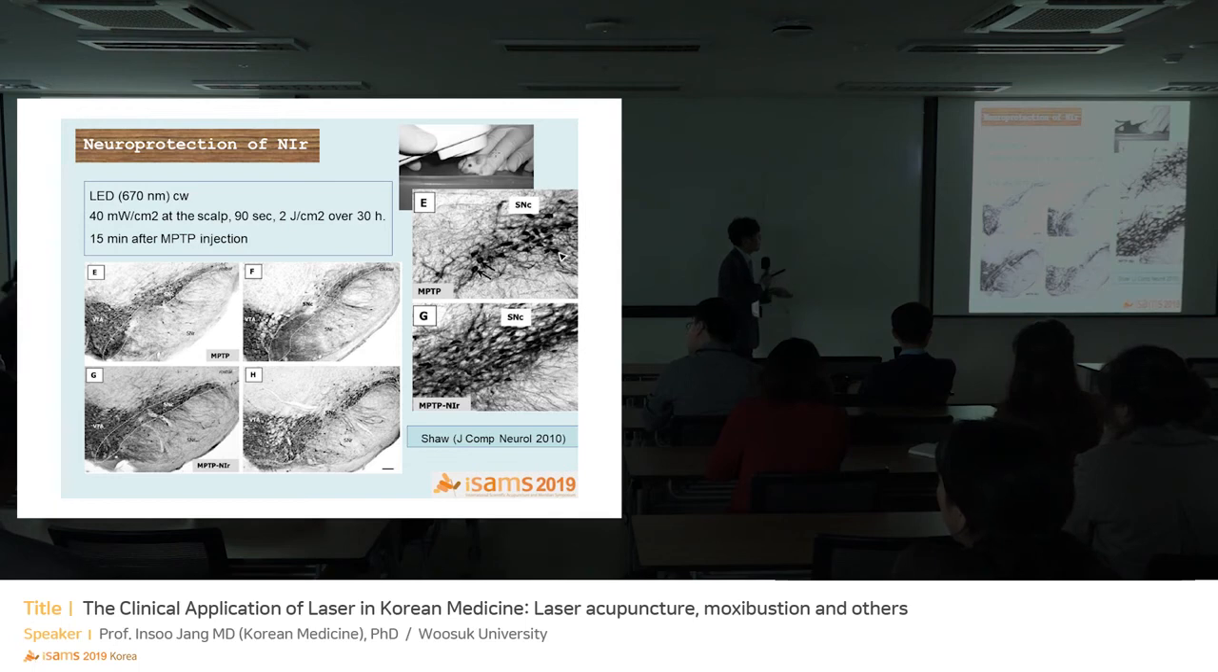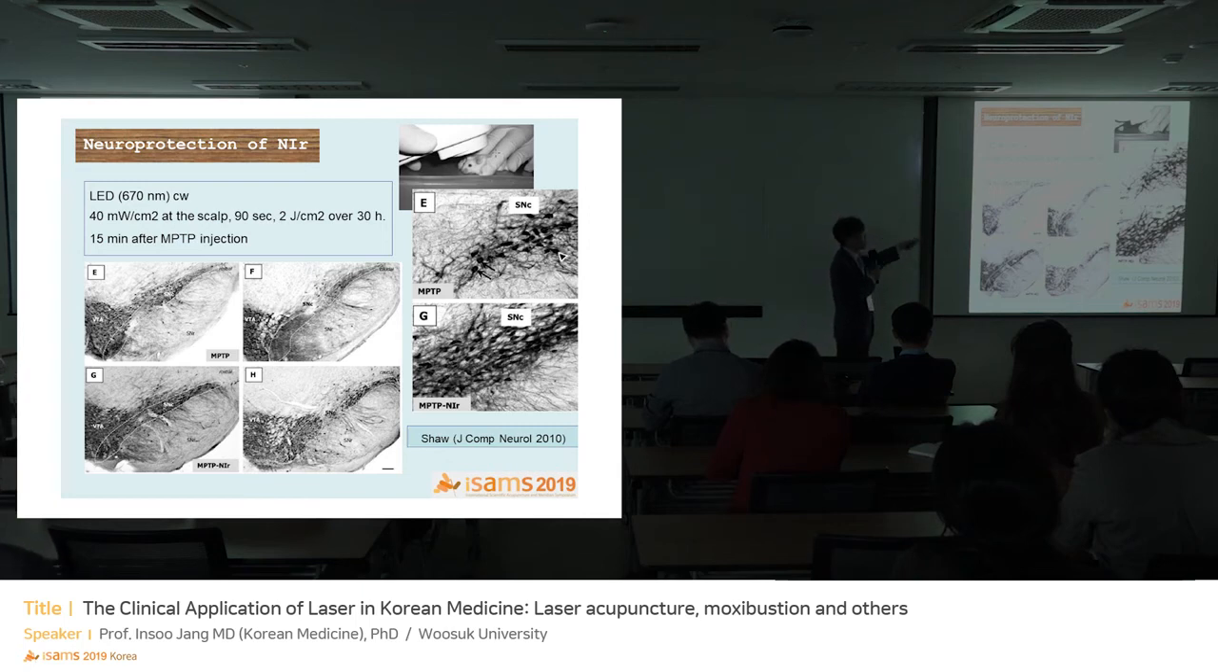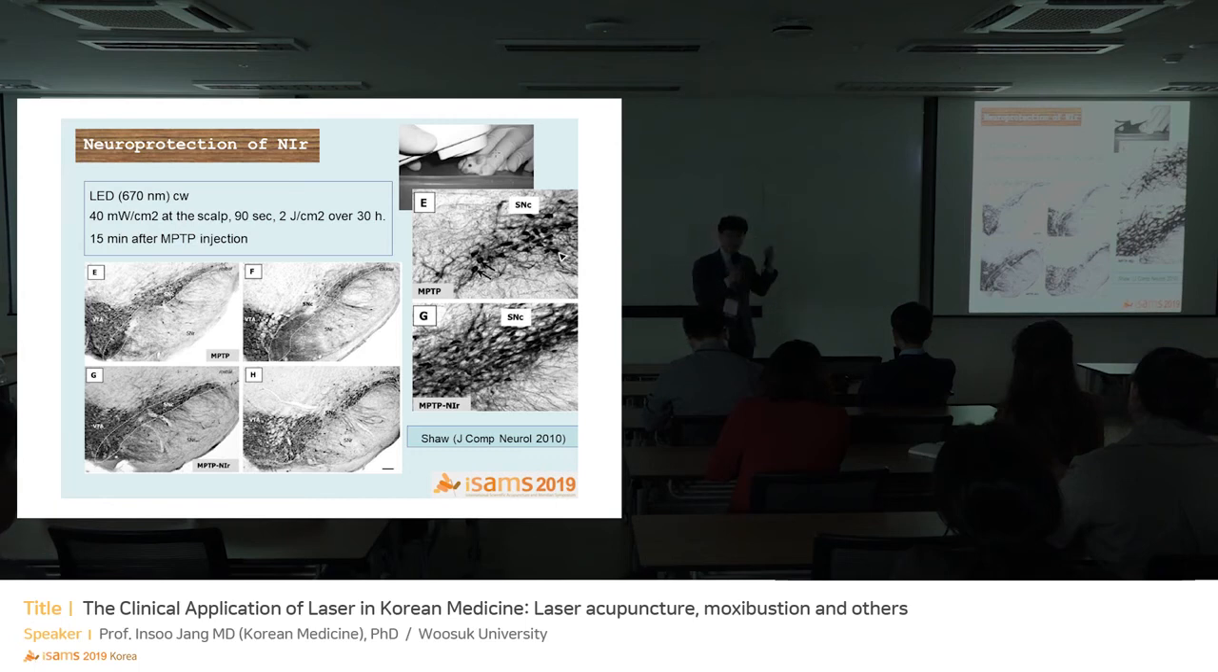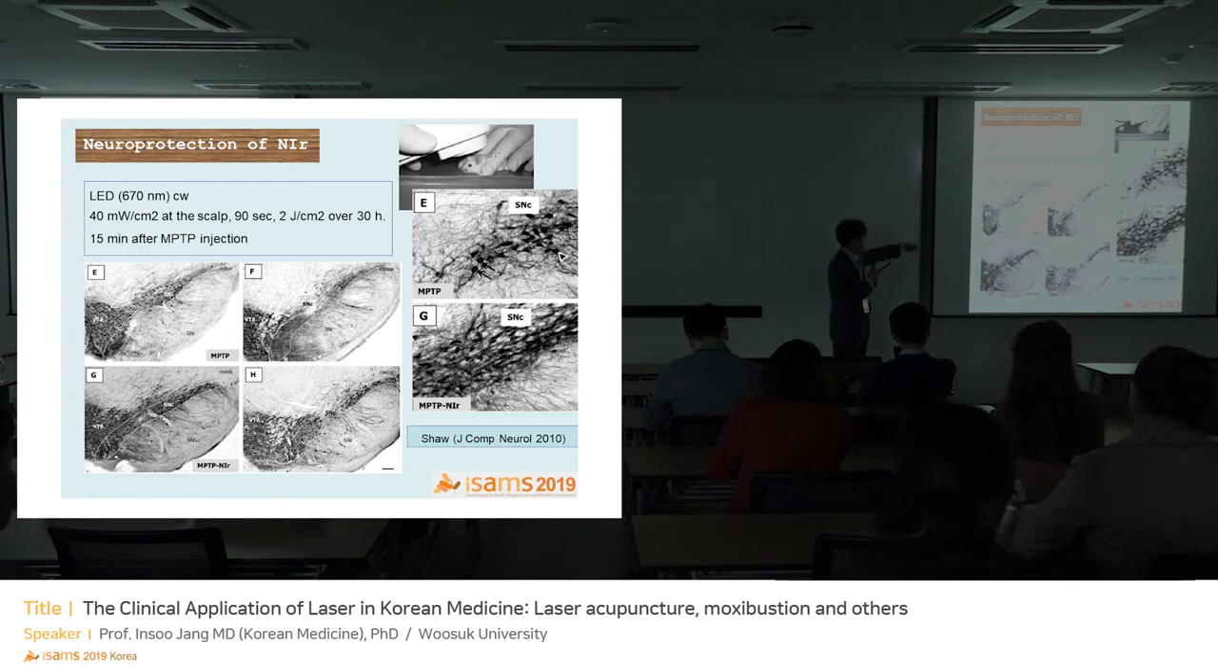Okay, this paper uses MPTP injection. MPTP is a kind of neurotoxin. So we inject the MPTP into the intraperitoneal cavity. It destroys the neural cells in the animal's brain. Let's focus on the magnified picture. This picture showed that after the MPTP injection, it destroyed all neural cells.